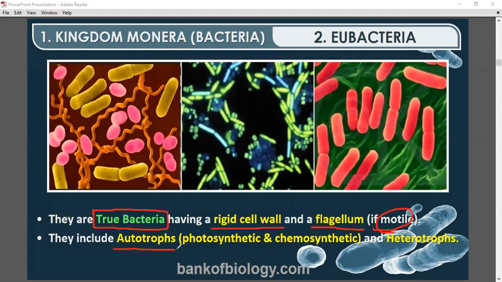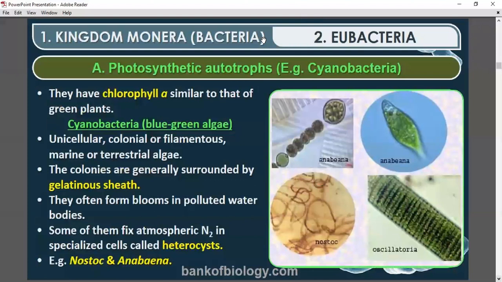They include autotrophs, such as photosynthetic and chemosynthetic, and heterotrophs also. They may be autotrophs or heterotrophs depending upon the type or habitat in which they are surviving. First, we are going to discuss the photosynthetic autotrophs, and this is a very, very important NEET slide. We can expect a 100% direct MCQ from this chapter.